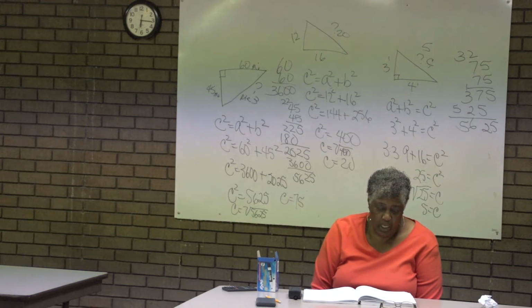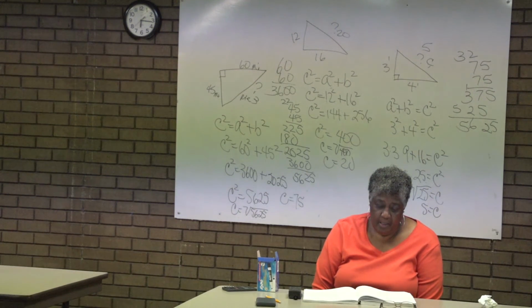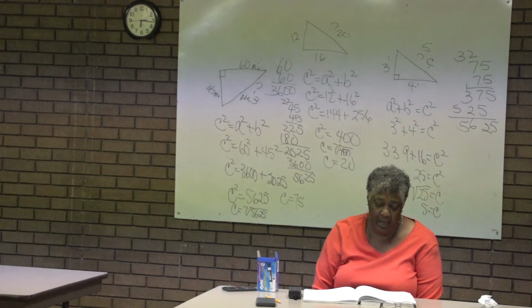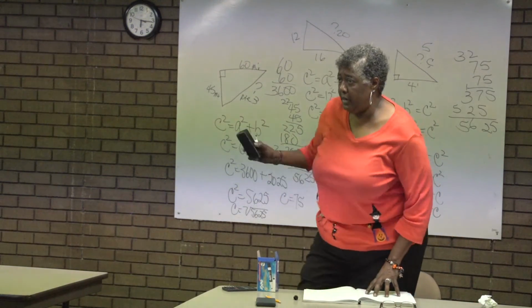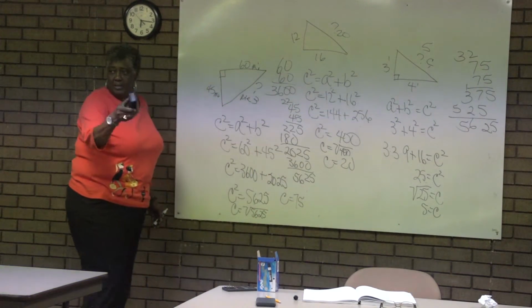Okay? Number 6 says, one leg of a right triangle measures 18 yards. The hypotenuse measures 30 yards. Which expression gives the length of the other leg? I wouldn't look at that until I drew it. Draw it, do what you did here, then you're going to find the answer that says that.